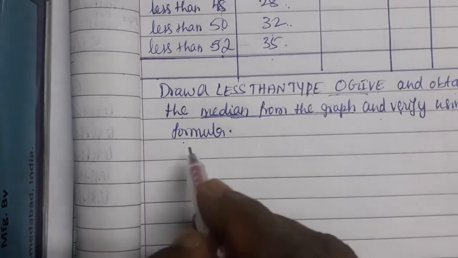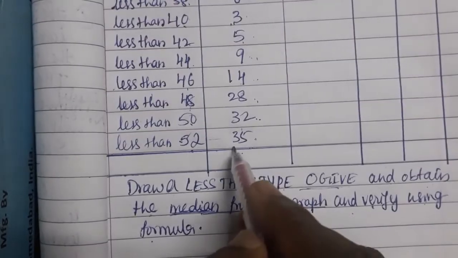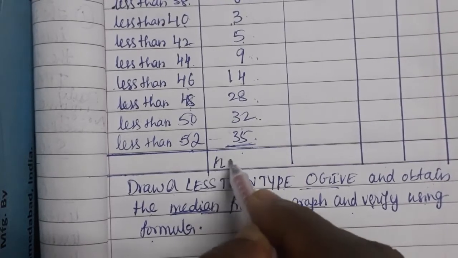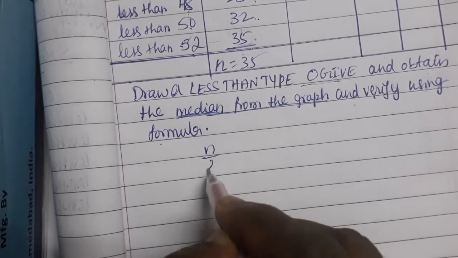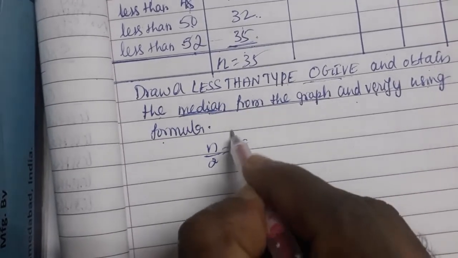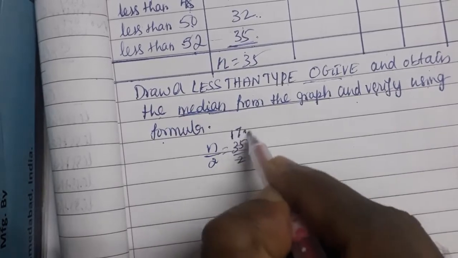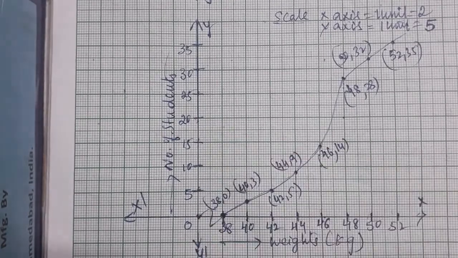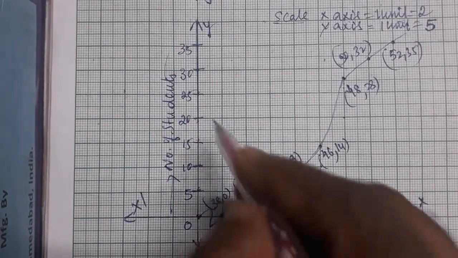To identify the median, n is required. Because this is cumulative frequency, definitely n will be 35. So n by 2 is 35 by 2. 2 ones are 2, 2 sevens are 14, so 17.5. Now this 17.5 we have to locate on the y axis.